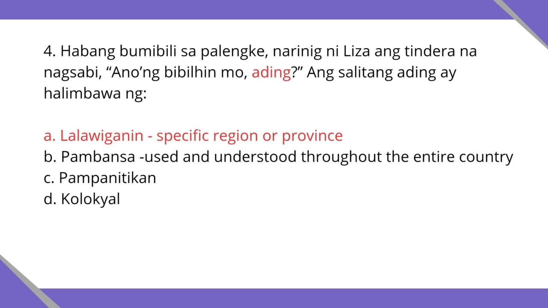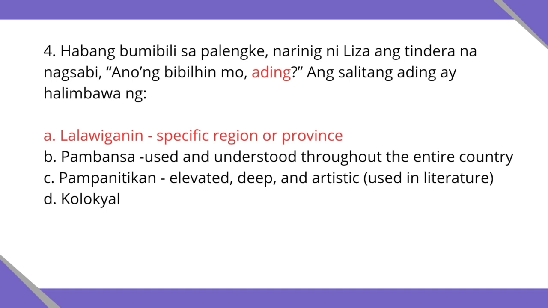However, option B is pambansa or national, which is words commonly used and understood throughout the entire country, or standard Filipino. Option C is pampanitikan or literary, which is words that are elevated, deep, and artistic, often used in literature such as poems and novels. And option D is colloquial, words used in everyday casual conversation, often shortened or more informal, such as mayroon becomes meron and kamusta becomes musta.